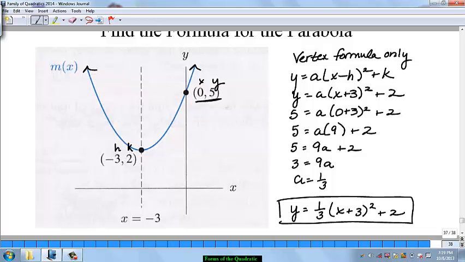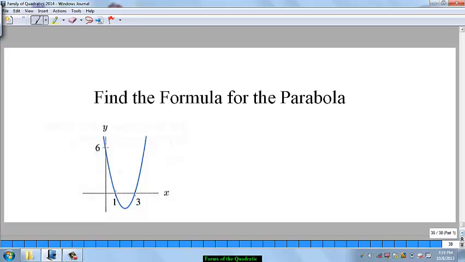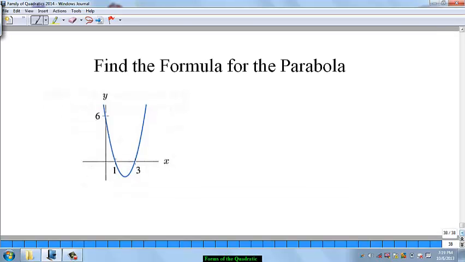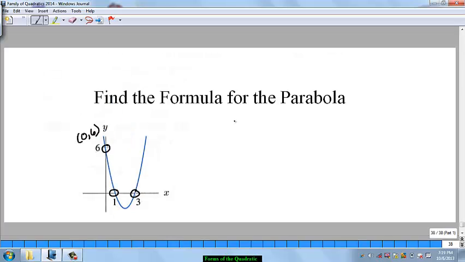Let's look at another one. Let's look at this one right here. If you look at this parabola, oh, this one opens upwards, and see what information they gave us. Well, they gave us the y-intercept right here. This is the point (0, 6), so that was nice of them. And then they gave us the roots here, or the zeros. It crosses at 1 and 3. So we're going to use the roots formula, or zeros formula, whichever way you look at it.